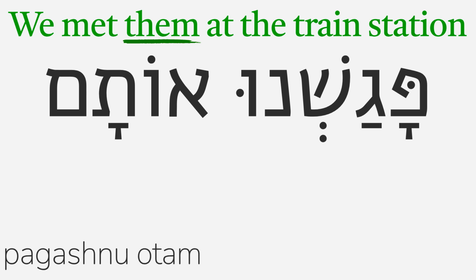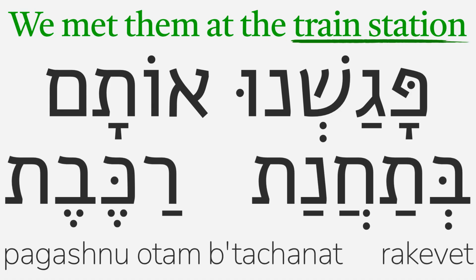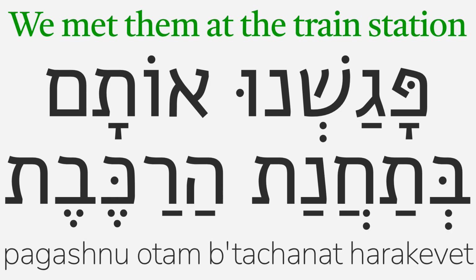object of the verb. At is b, and train station is tachanat rakevet. The train station adds ha to the last word of this construct phrase, tachanat ha-rakevet. Pagashnu otam batachanat ha-rakevet. We met them at the train station. Pagashnu otam batachanat ha-rakevet.